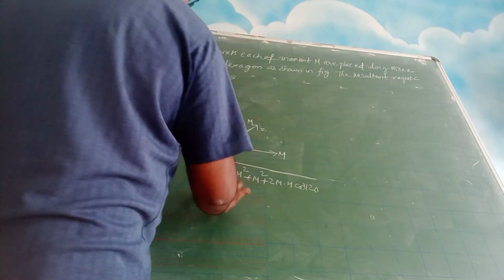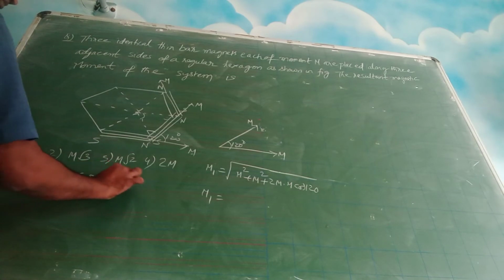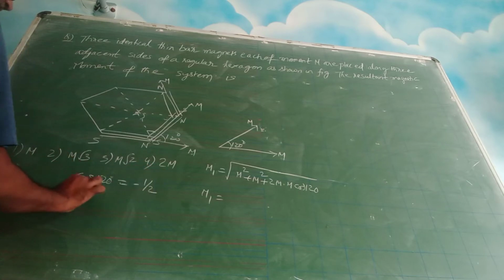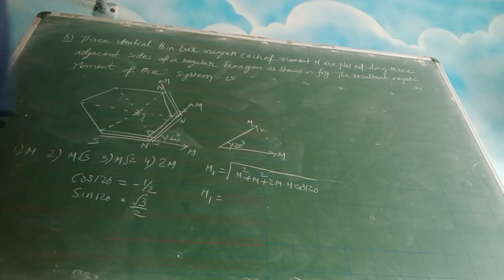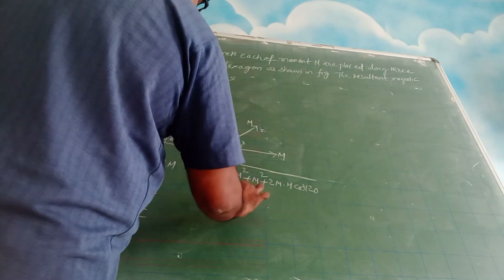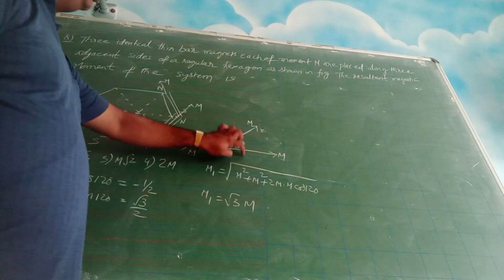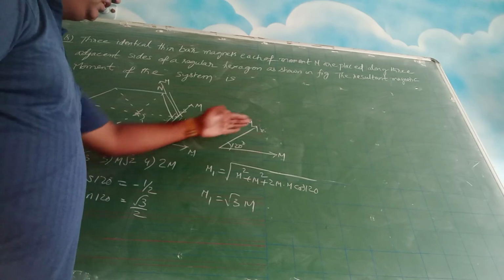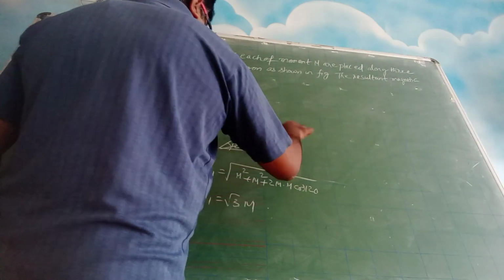So if you solve this, cos 120 is minus half. Remember these values: cos 120 is minus half and sin 120 is root 3 by 2. If you put this value here, you get root 3 M. Now because these two moments are equal, the resultant of these two will pass through the center. We can very well verify that also.